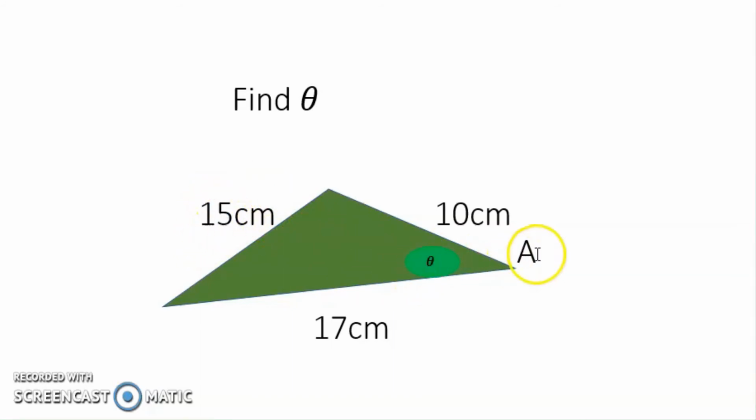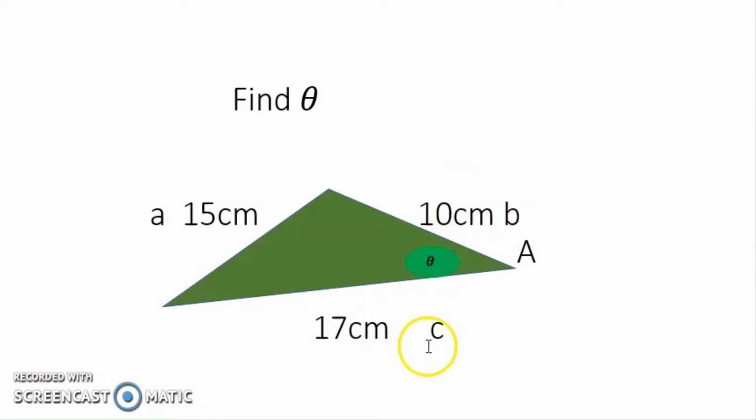If you are looking for an angle, label the angle you are trying to find capital A. So if here is capital A, the other end will be small a. It does not matter what you name these two. You can decide to name it BC or CB. Either will give you the correct answer.